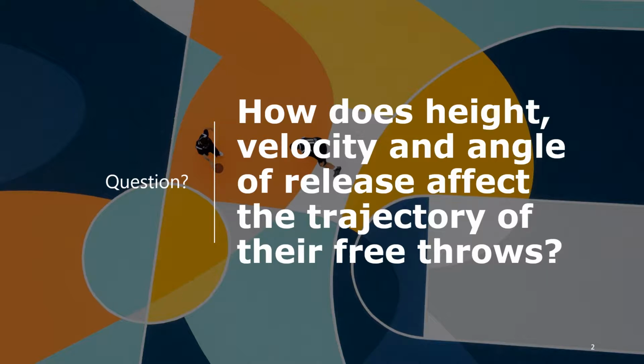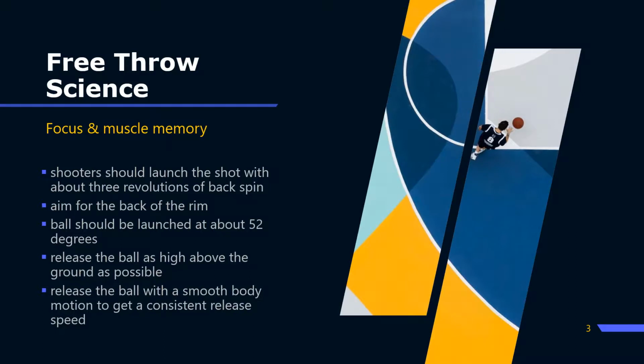For some of the science about free throws, the optimal amount of spin is about 3 revolutions of backspin from the time it leaves the hand until it hits the rim. It's recommended that you aim for the back of the rim and not the center of the rim. The optimal angle should be about 52 degrees. Release the ball as high as possible above the rim. This allows for the greatest possible chance of going in. And release the ball with a smooth body motion for consistent release. This helps with the routine of keeping consistent motion.